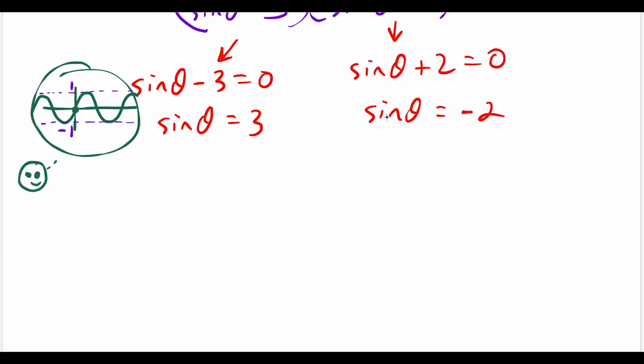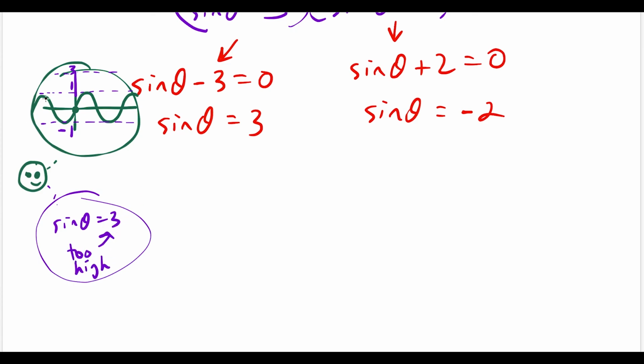So when I get equations like this, I look at it and say, all right, sine theta equals 3. Well, 3 is way up here, and notice the sine curve is never going to reach that height. The second I see this, I say that's going to go up too high. The sine curve is never going to reach this because the range is from negative 1 to 1, and this is out of the range. So this one is going to give us no solution.